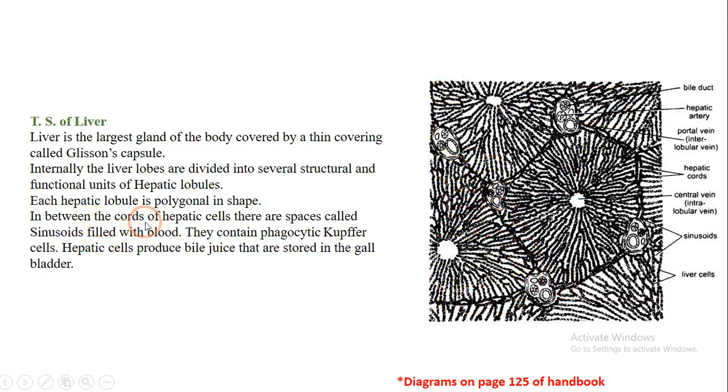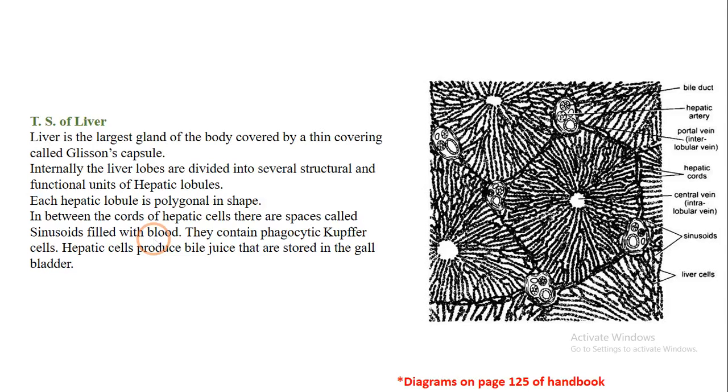In between the cords of the hepatic cells, there are spaces, and these spaces are called sinusoids. The sinusoids are filled with blood, and they also contain phagocytic Kupffer cells. Phagocytic Kupffer cells perform the function of phagocytosis, that means engulfing any foreign particles in the body. Hepatic cells produce bile juice, and this bile juice is stored in the gallbladder.